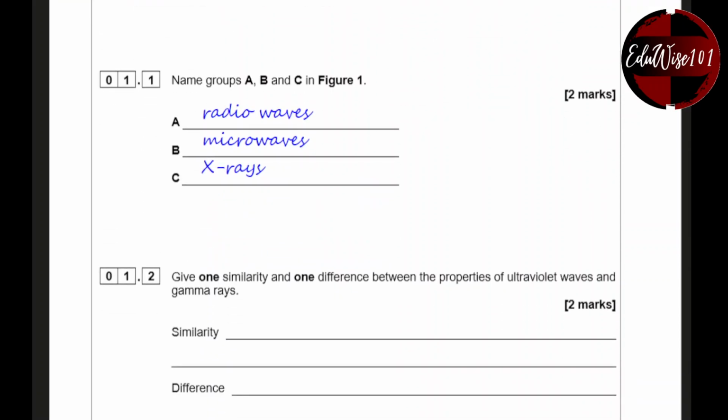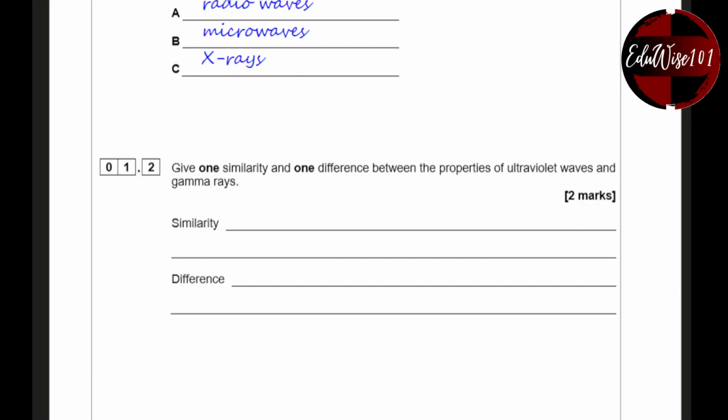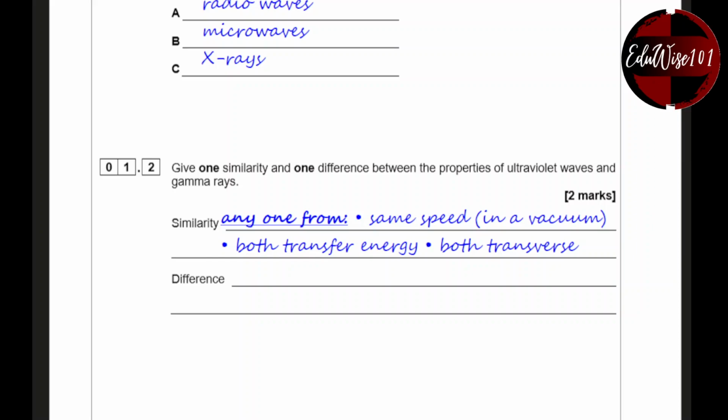Question 1.2. Give one similarity and one difference between the properties of ultraviolet waves and gamma rays. So ultraviolet and gamma, they're both electromagnetic, which means they share certain similarities, like they have the same speed, which is the speed of light. They both transfer energy because all waves transfer energy. So they have the same speed in a vacuum, they both transfer energy, and they're both transverse waves. All electromagnetic waves are transverse waves. The difference is that gamma has a higher frequency.